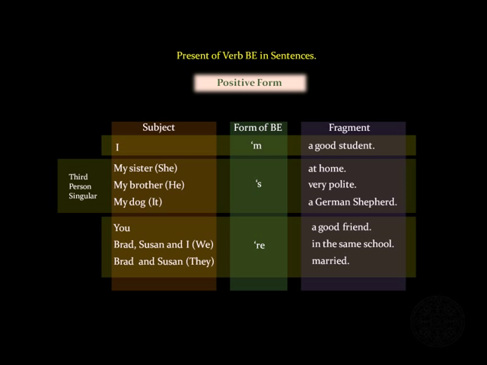The result would sound like this. I'm a good student. My sister's at home. My brother's very polite. My dog's a German shepherd. You're a good friend. Brad, Susan, and I're in the same school. Brad and Susan're married.